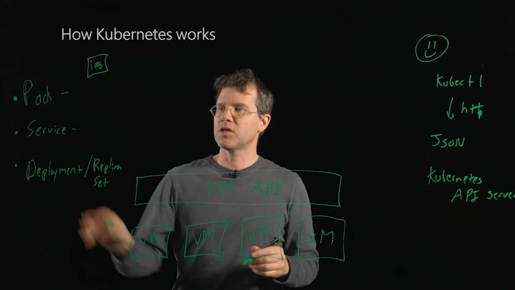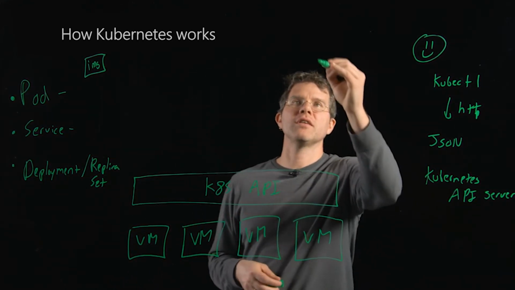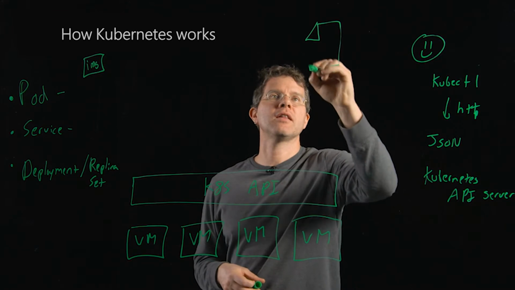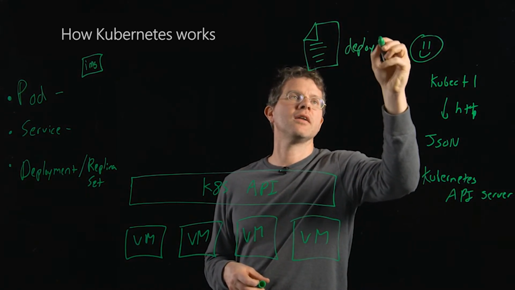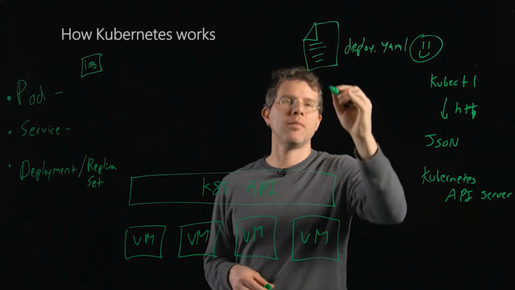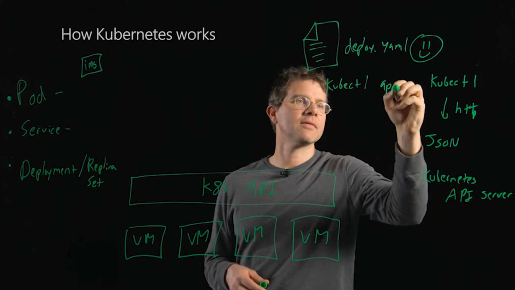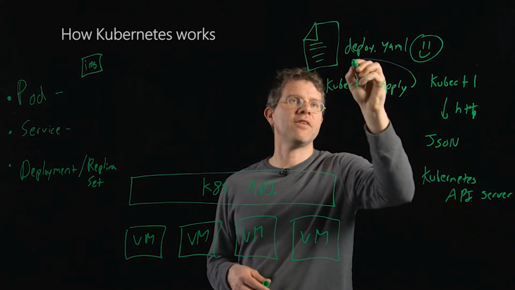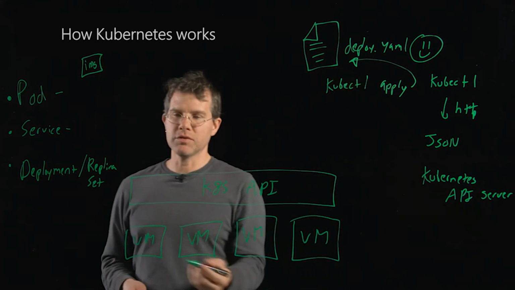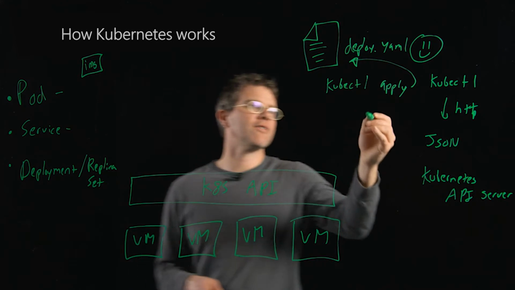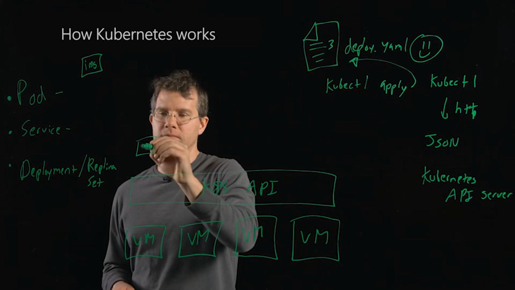To do that, I'm going to create a deployment. It's represented generally as a YAML file. I'm going to create that deploy.yaml. I'm going to say kubectl apply, and I'm going to give it that file. And that's going to send it through to the API server. And the end result is that it will create, let's say if I said 3 replicas in here, 3 pods.